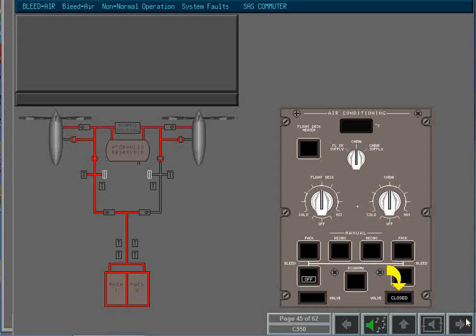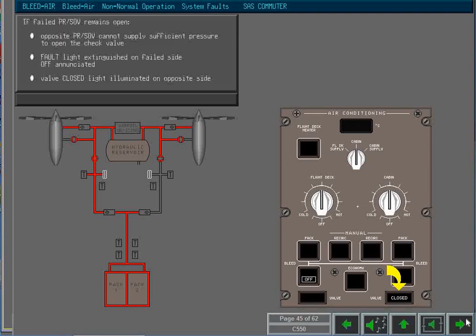If the failed pressure regulating shutoff valve remains open after the bleed push button is selected off, the opposite pressure regulating shutoff valve cannot supply sufficient pressure to open the check valve and remains closed. The fault light is extinguished on the failed side with the off selection, and the valve closed light remains illuminated on the opposite side.